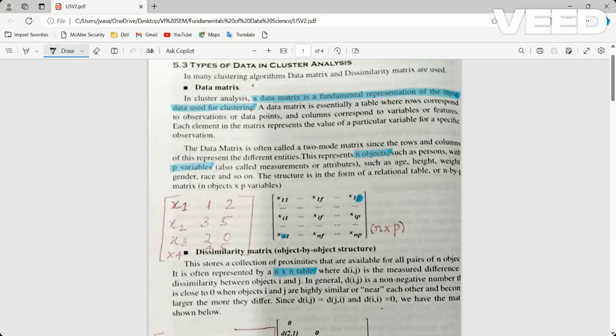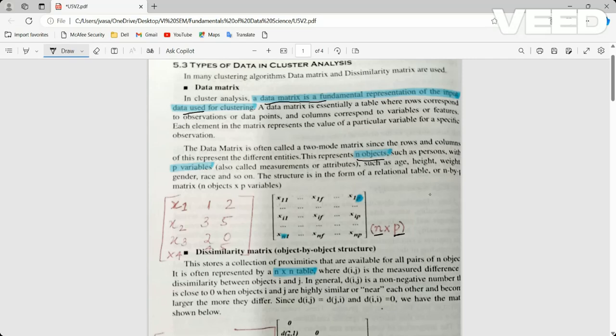So, data in cluster analysis. What are all the data in cluster analysis? The first data is a data matrix. It is a fundamental representation of any input data in cluster analysis, like our normal table. In our data matrix, we have n rows and p columns. That's what they say: we have n objects and p variables. This is what they mean by a matrix.